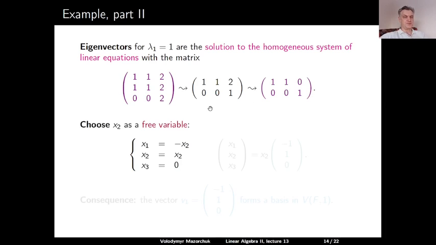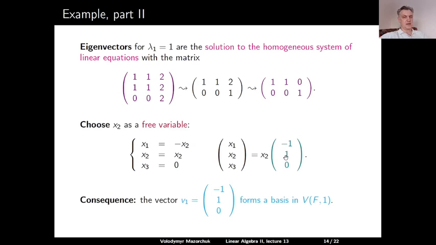So we can choose x2 as a free variable because the leading elements are in columns 1 and 3. From the first equation we have x1 is equal to minus x2. For the free variable we have the trivial equation x2 is equal to x2. And from the second equation we have x3 is equal to 0. So in vector form, (x1, x2, x3) is equal to x2 times (minus 1, 1, 0). So the vector v1, equal to (minus 1, 1, 0), forms a basis in the subspace of all eigenvectors for f with eigenvalue 1.